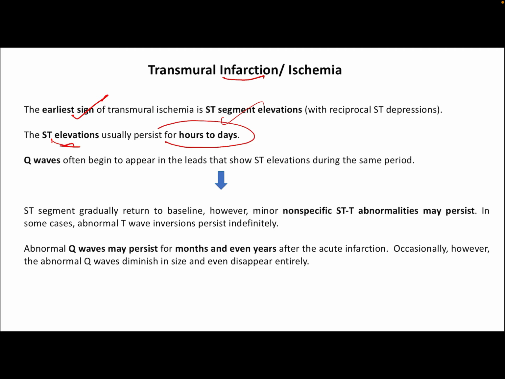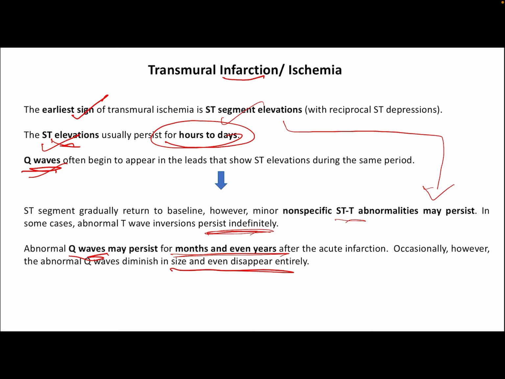The ST segment elevation usually persists for hours to days, and the Q waves begin to appear at the same time as the ST segment elevation. One question is for how long these changes will persist. As mentioned in various books, the ST segment elevation may persist indefinitely. Similarly, Q waves may persist indefinitely, or they may eventually go away, or even disappear.